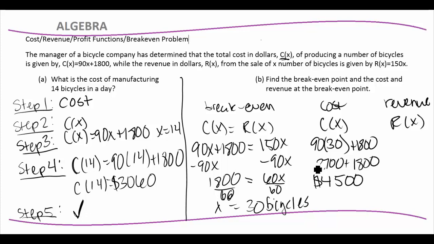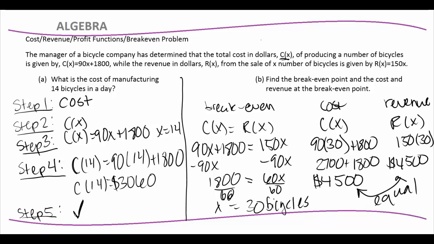And now let's look at revenue. So we're going to do R of 30, so that's going to be 150 times 30. 150 times 30 is 4,500. And these indeed do equal. So we know we have checked our work, both 4,500.